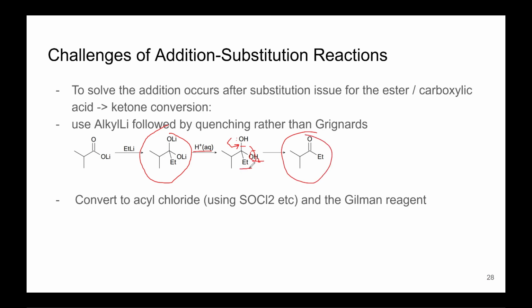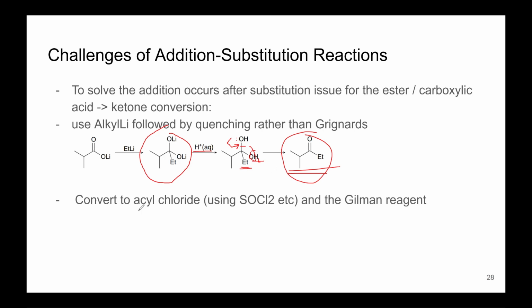So because Et minus is such a terrible leaving group, it cannot get kicked out. So by using this alkyl lithium plus quenching method, you are basically preventing multi additions, and then that will give you your intended product.